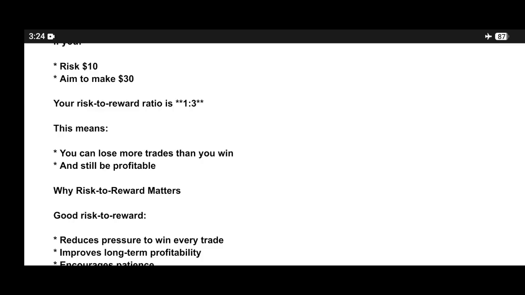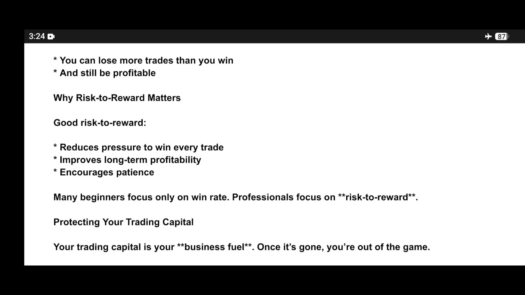So why does risk to reward ratio matter? A good risk to reward ratio reduces stress, reduces pressure to win every trade, improves long-term profitability, and encourages patience. Many beginners focus only on win rate. Professionals focus on risk to reward.